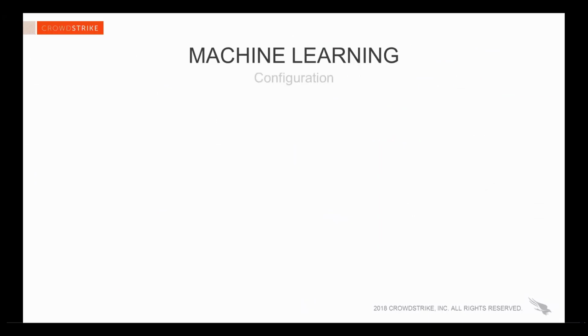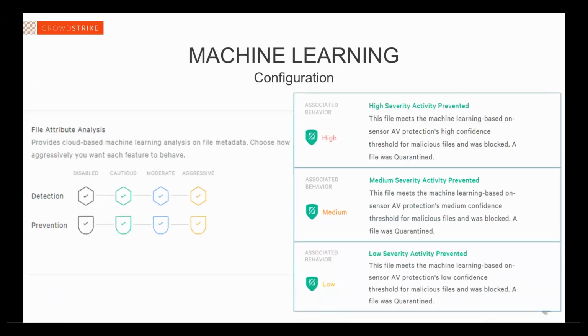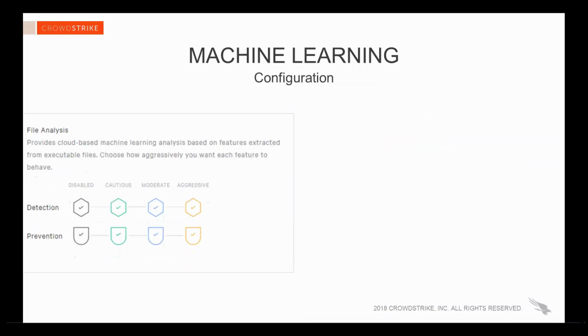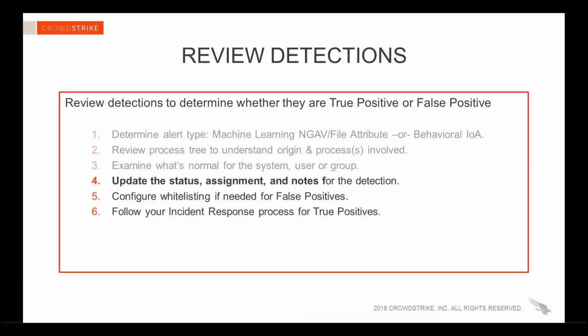The file attribute analysis machine learning configuration analyzes executable attributes. A secondary file analysis layer extracts additional metadata relating to the executable process initiation. Update the status, assignment, and notes for the detection.